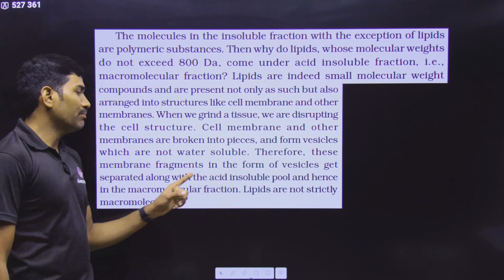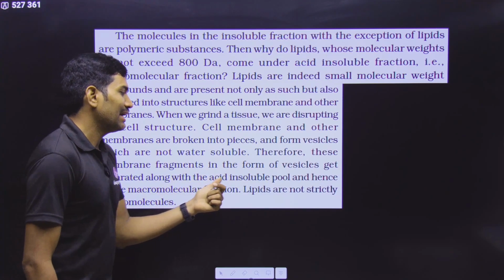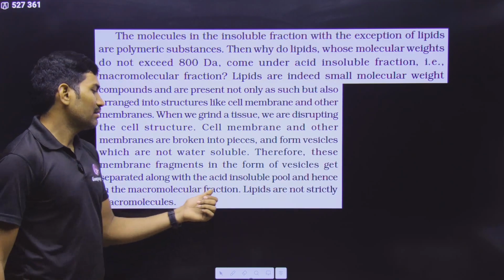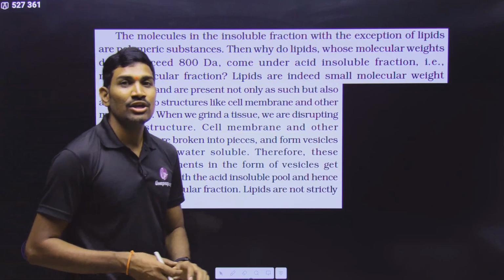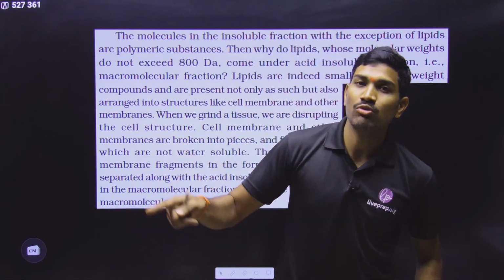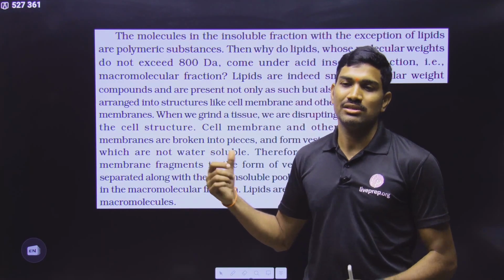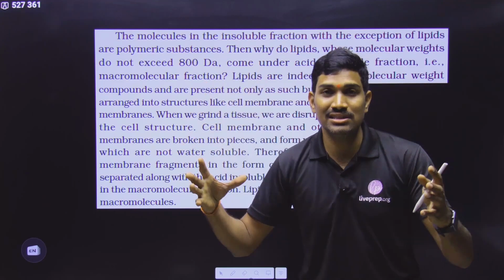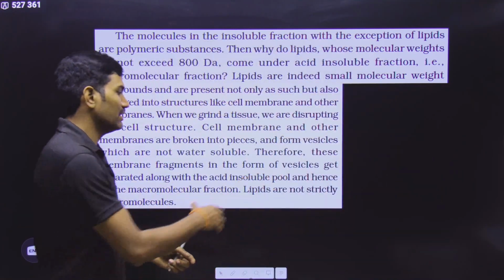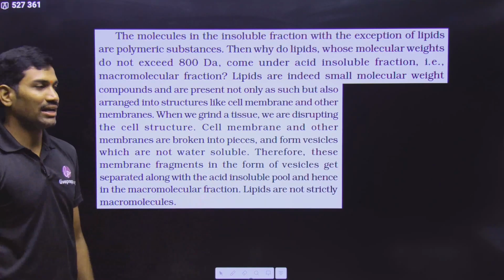Therefore, these membrane fragments in the form of vesicles get separated along with the acid insoluble pool, and hence the macromolecular fraction. Since these lipids are not soluble in water, they are not going with the acid. They are present along with macromolecules. Since they are grouped together, their overall size is increased now, so they are not passing through the small pores of the cheesecloth. That's why they are present in the acid insoluble pool, and that's why they are coming along with the macromolecular fraction.